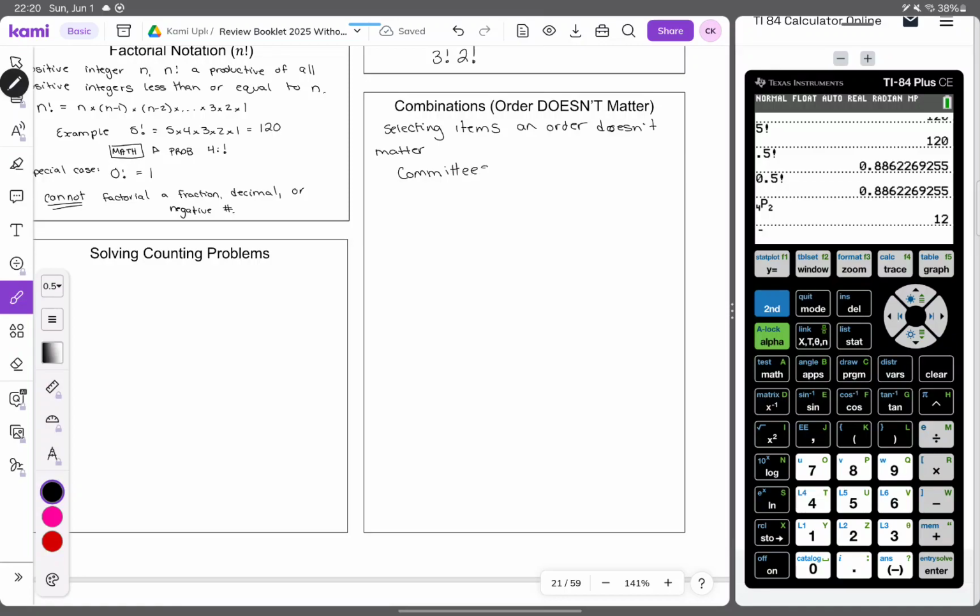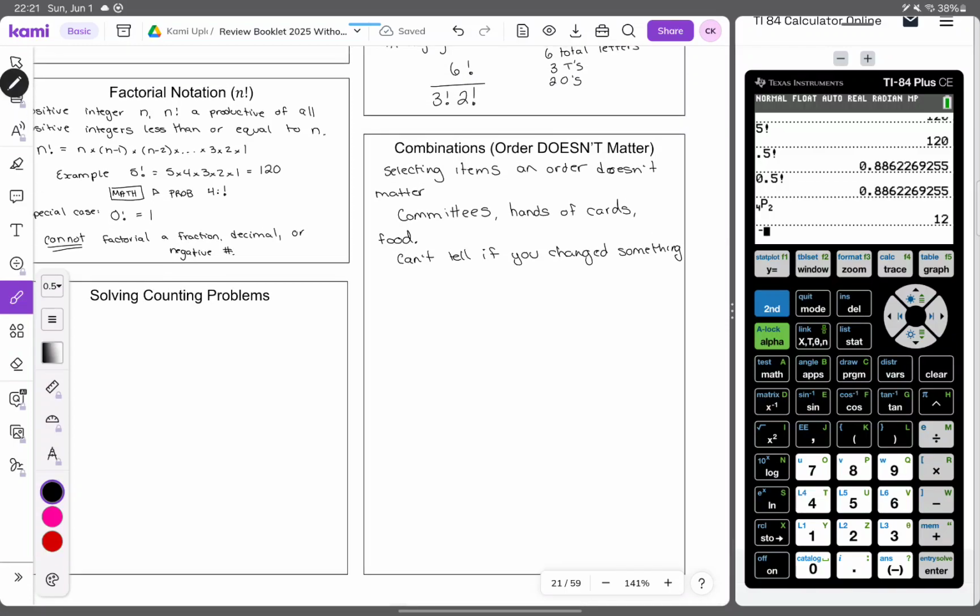So very common with committees, with hands of cards, common with food, anything where you can't tell if you change something. So if I get a sundae and it has chocolate, vanilla, and strawberry ice cream in it, I don't know which one came first. I just want to know that all 3 of them are in my bowl.